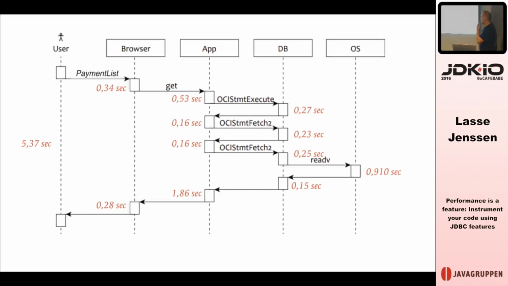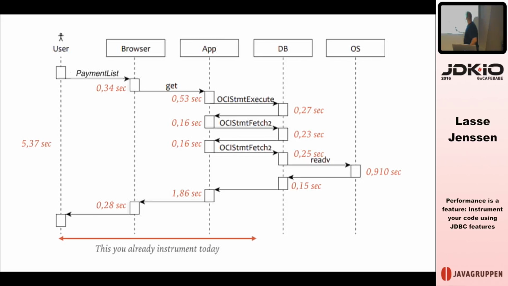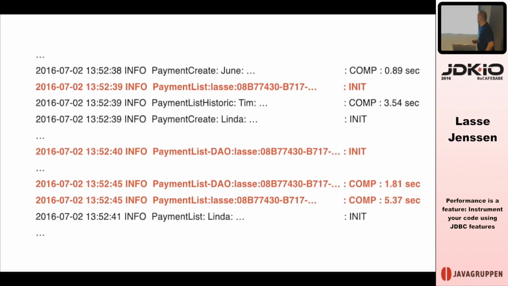So let's go back to that sequence diagram. And you guys, you do instrumentation, you write to logs. But the trouble is that you stop just about here, right in front of the database. And you might have a log that looks something like this. You write when your payment list starts, maybe. It's an initialization line. And further down, you hit the data access layer. And when it finishes, you write in your log, it's completed in 1.81 seconds. And further down, you might write, okay, your payment list completed in 5.37 seconds.